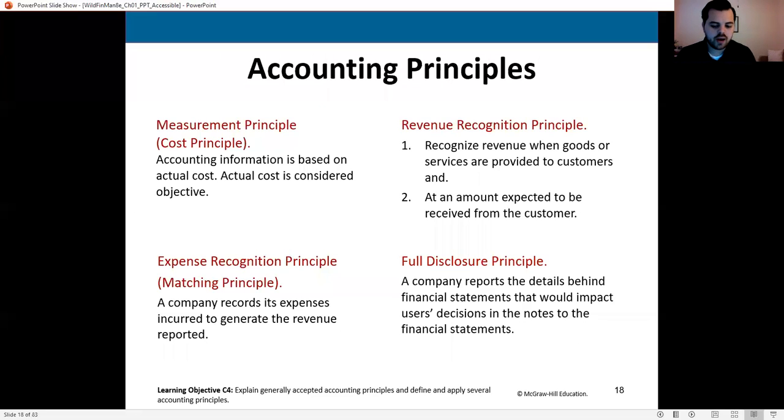So when we talk about accounting principles, we've got 4 main principles. We've got the measurement principle or the cost principle, which tells us that accounting information is based on actual cost because that tends to be objective. So what was actually paid for something is what we're going to record today.